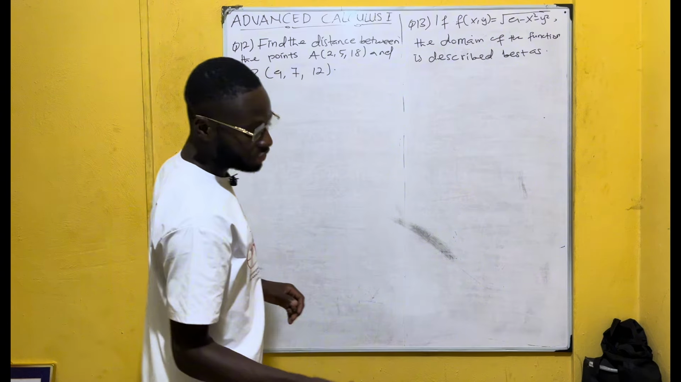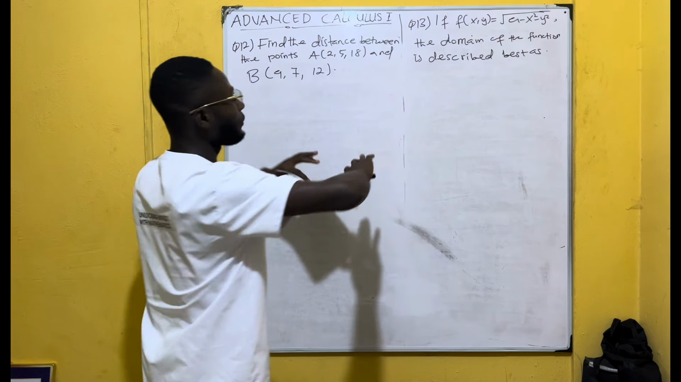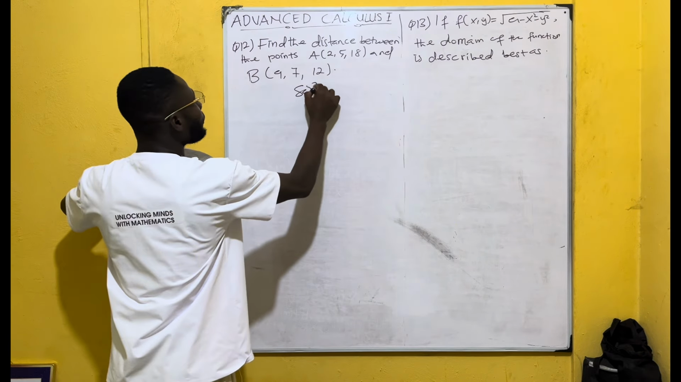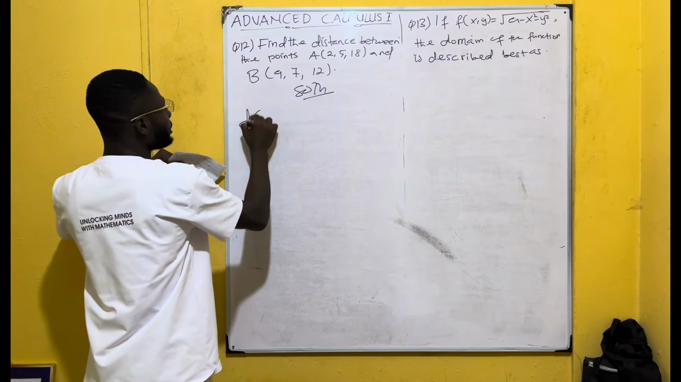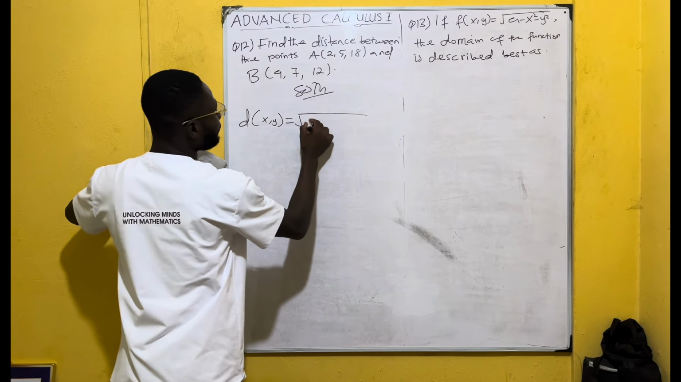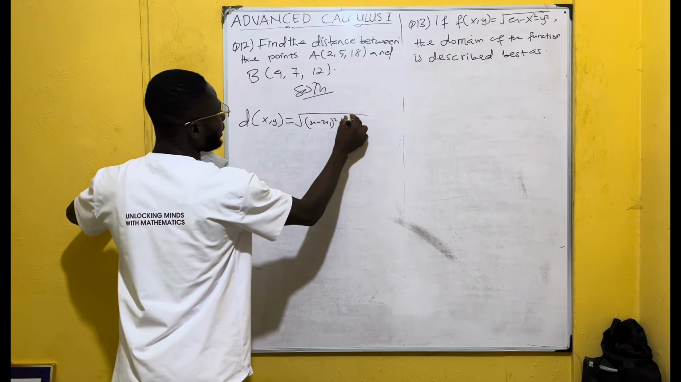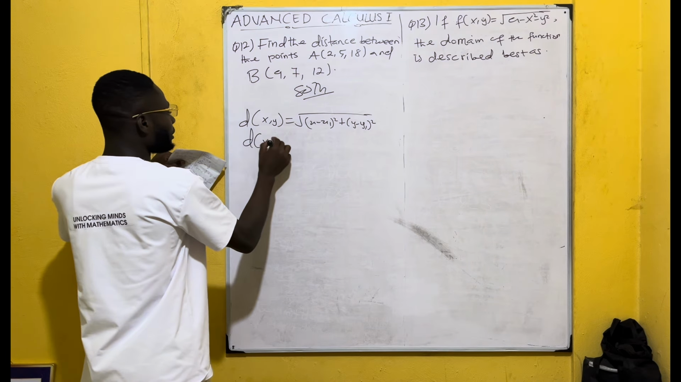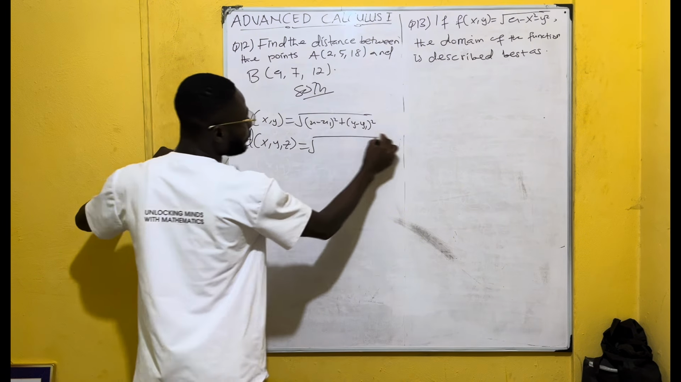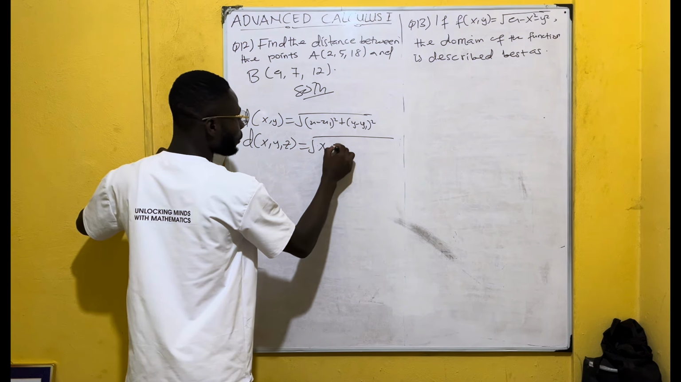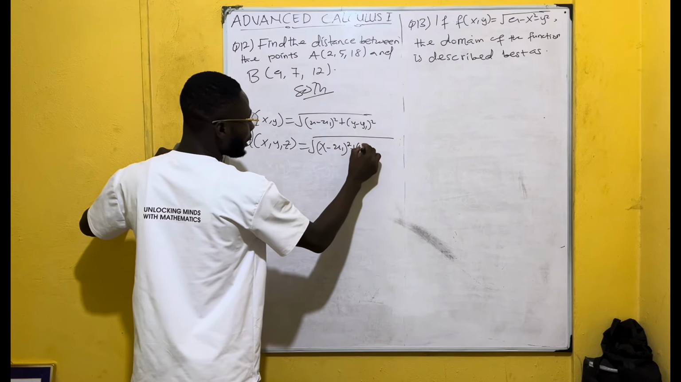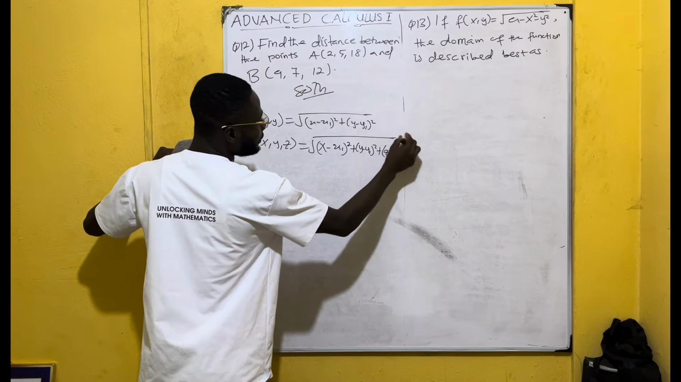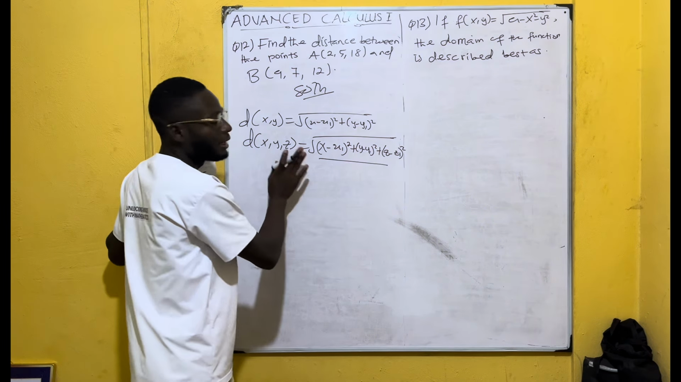So what we are going to do here is to just stretch the formula for 2 dimensions. You know the formula for 2 dimensions to be the square root of (x minus x1) squared plus (y minus y1) squared, right? Now 3 dimensions, which is x, y, and z, will be equal to the square root of (x minus x1) squared plus (y minus y1) squared plus (z minus z1) squared. All right, so that is for the 3 dimensions.